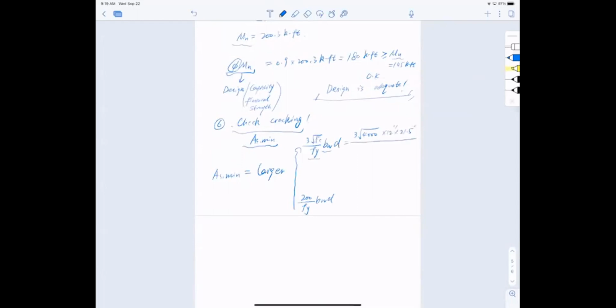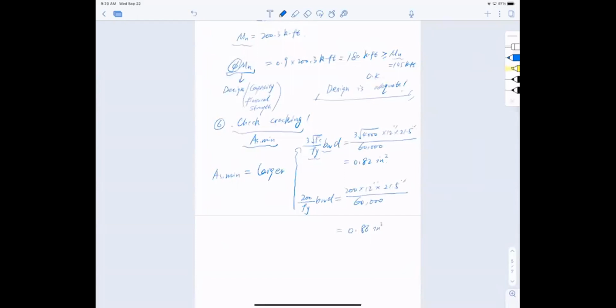What is the number here? 60,000 psi. Everything's in psi, and this is 0.82 inch. No, 0.82 inch squared, because that's area. So the bottom equation, I have 200 multiplied by 12 inch multiplied by 21.5 inch, divided by 60,000 psi, and I have this number to be 0.86 inch squared.